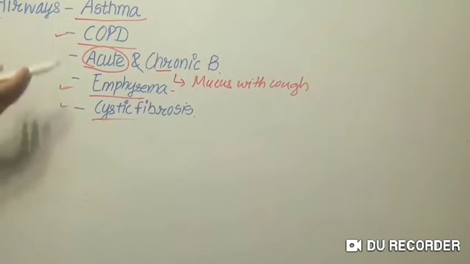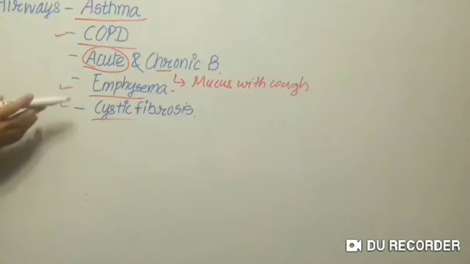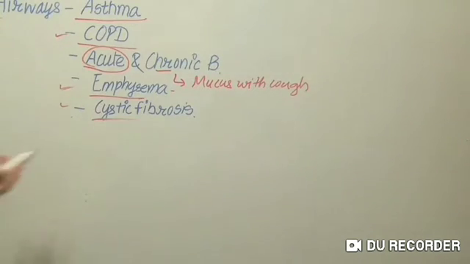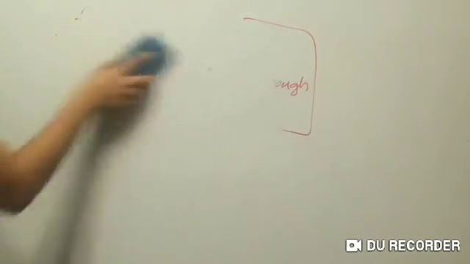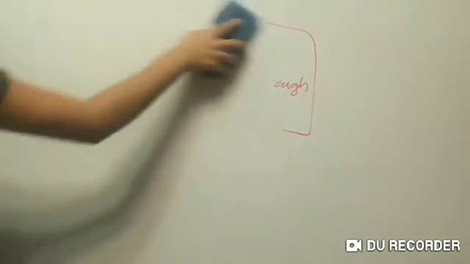Asthma, COPD, acute and chronic bronchitis, emphysema and cystic fibrosis affect the airways. Okay. Next classification is lung diseases which affect the air sacs.